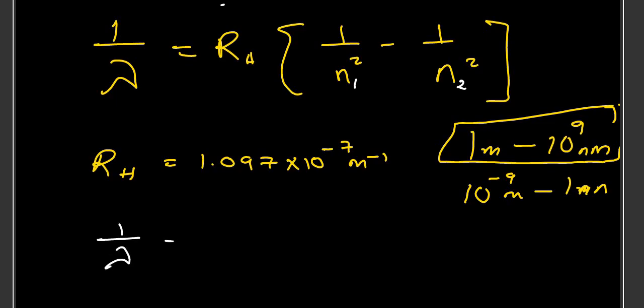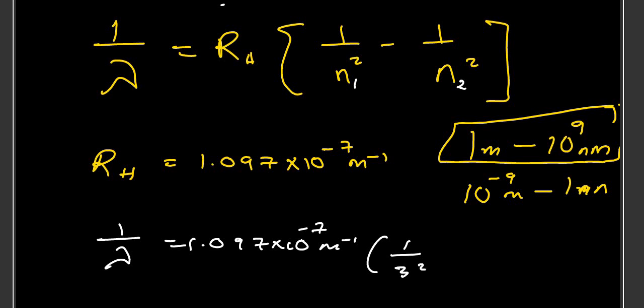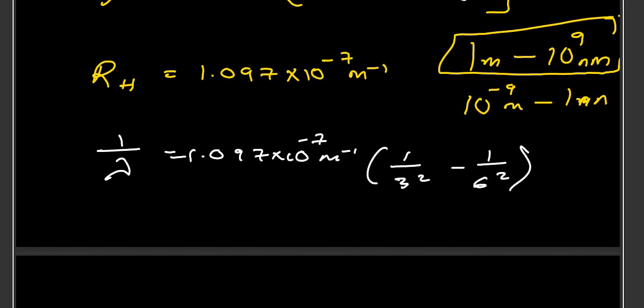So 1 over lambda, you put your Rydberg constant here, 10 to the power negative 7 per meter, times 1 over the initial level, which is 3, so 3 squared, minus 1 over 6 squared. Then you solve it like this. 1 over lambda is equal to, when you multiply everything this side, you get your answer. Then you cross multiply, because you're looking for lambda, not 1 over lambda. The answer you're going to get is in meters. You multiply it by 10 to the power 9, and it will be converted to nanometers.